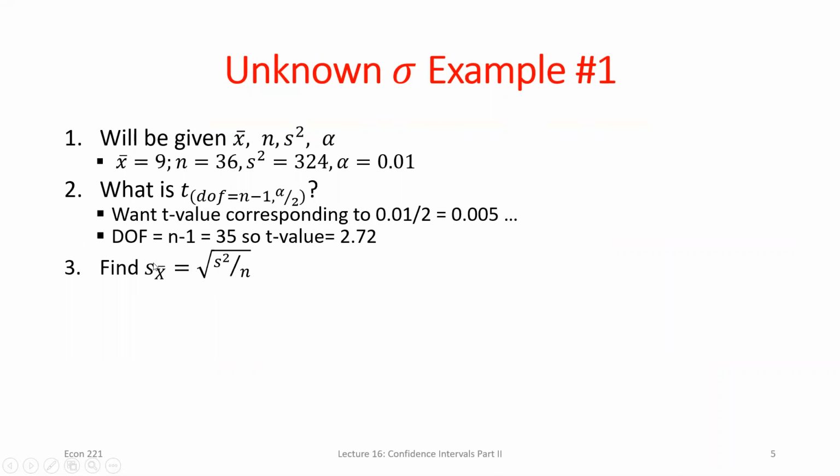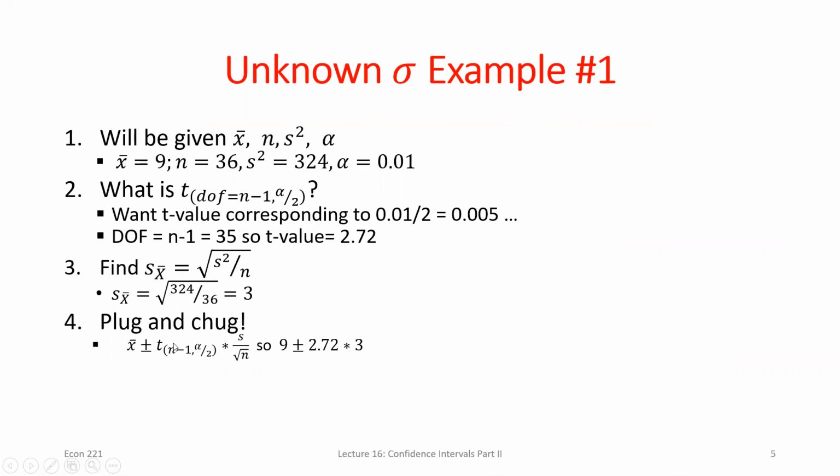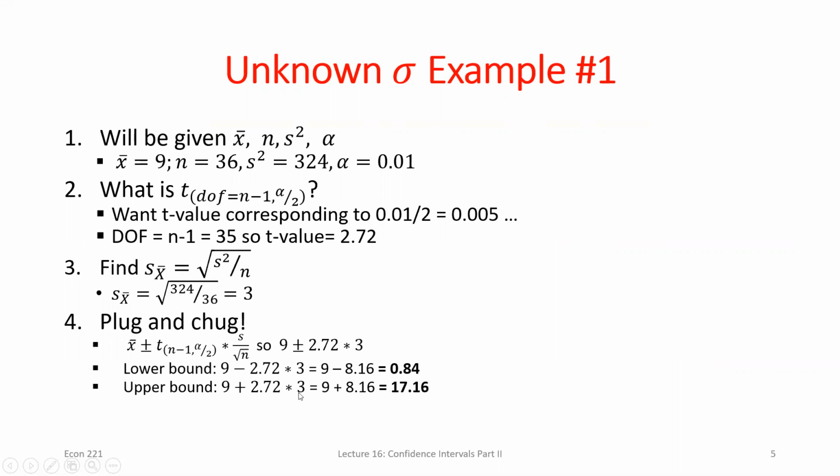So I can do the intermediate step where I calculate that standard deviation of my sample means, plug in my values here, and from there it's just a matter of plugging everything into that confidence interval equation, adding my margin of error to get the upper bound, subtracting my margin of error to get my lower bound. Then I can write my confidence interval like this, right? It goes from 0.84 to 17.16.